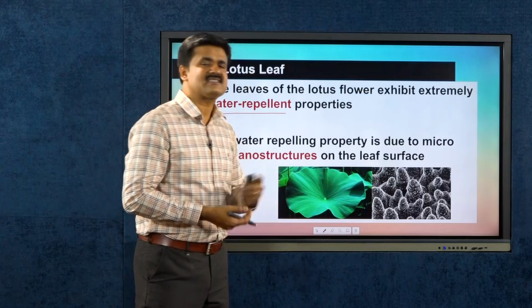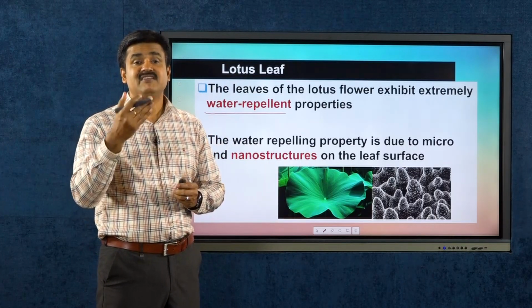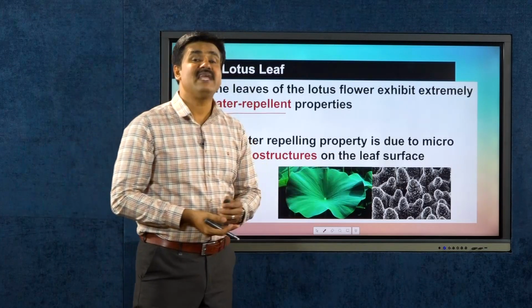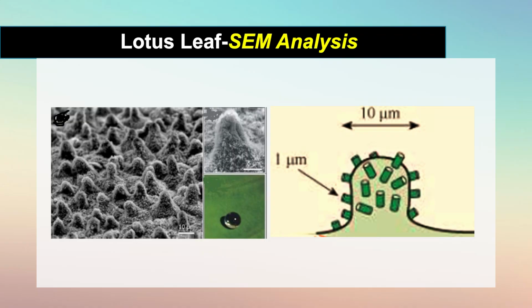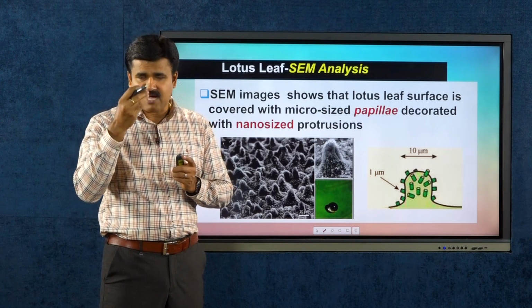This is the representation of the surface of a lotus leaf with the help of scanning electron microscopy. This is the same image of a lotus leaf surface, and the SEM image in more detail is shown here. The SEM image shows that the lotus leaf surface is covered with a micro-sized arrangement.